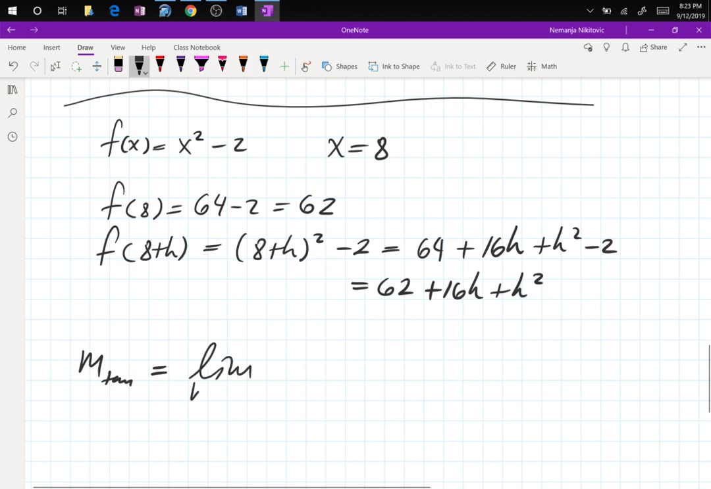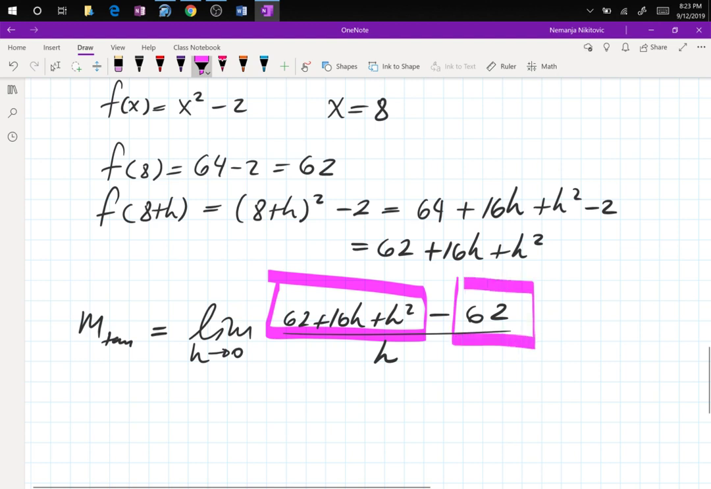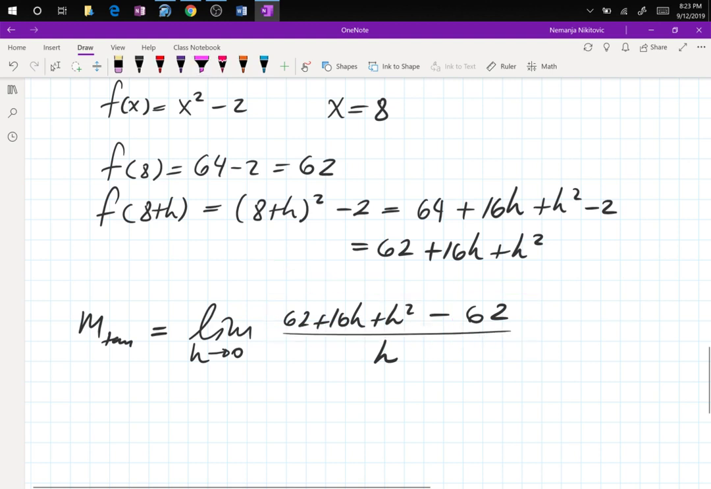Limit, h goes to 0. We have 62 plus 16h plus h squared minus 62 divided by h. So in here, you have your f of a plus h minus f of a, and you have h on the bottom. So all of the ingredients of our formula are there.